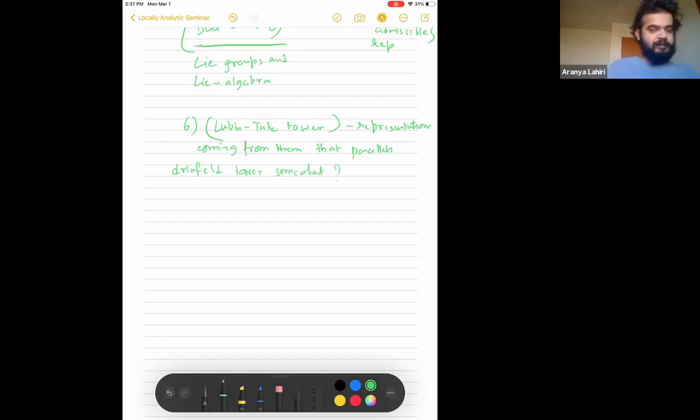And you can ask interesting questions. So for example, there is a tower giving you a sequence of representations. Are those admissible? And I think it's not known. Don't quote me on this, but I have been told that it's still not known if these representations are admissible. And I think it will be an extremely interesting work if anyone can do this.